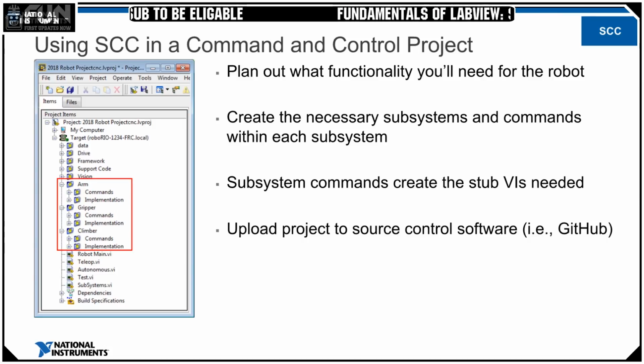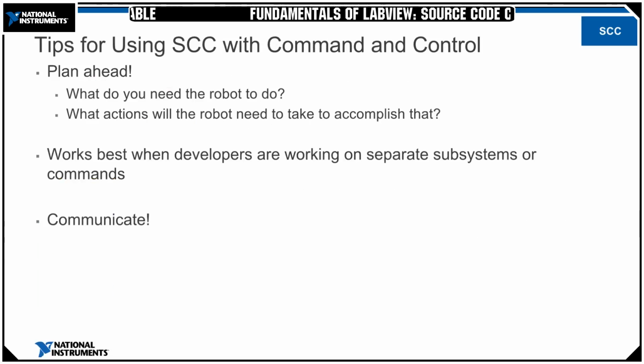So some tips for using source code control with command and control. Like I said, planning ahead is really key here. What do you need the robot to actually do? And then what actions does the robot have to take to accomplish that?